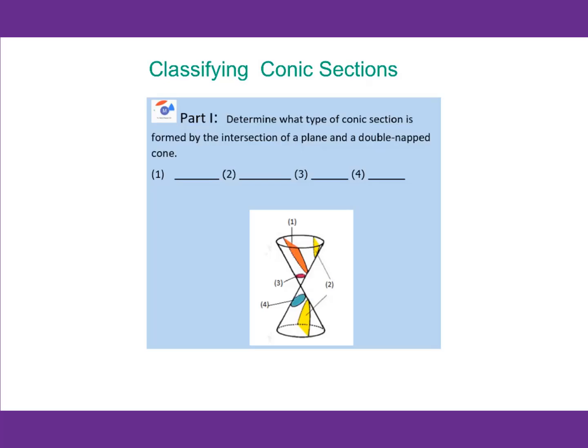This video is about classifying conic sections. Part 1. Determine what type of conic section is formed by the intersection of a plane and a double-napped cone. Number 1, that's a parabola. For number 2, this will be hyperbola. For number 3, that will be circle. Number 4 is an ellipse.